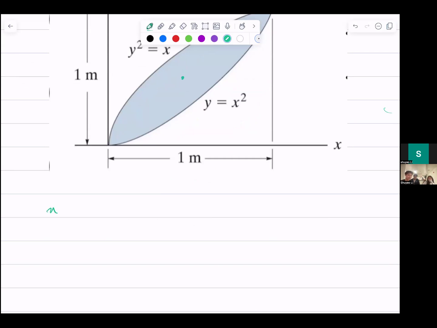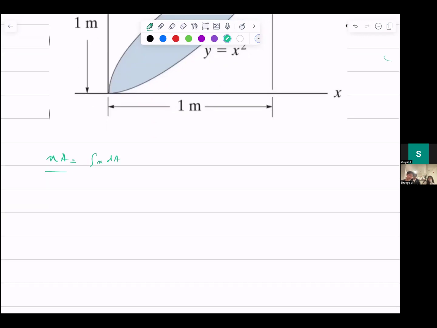So basically, you're going to have x-bar A equals the integral of x dA, divided by A. And then y-bar A equals the integral of y dA. So when we want to find the centroid, you're going to integrate like that and divide it by A. And then for the y, it's going to be the same: the integral of y dA over A.